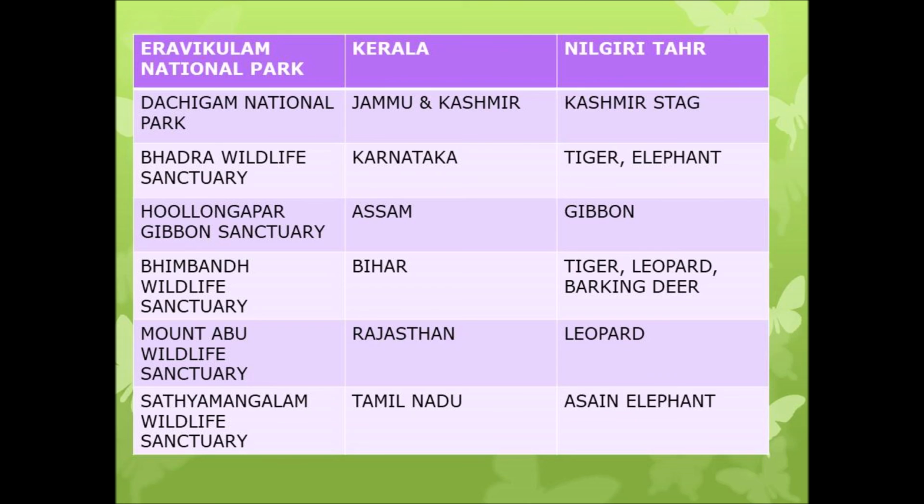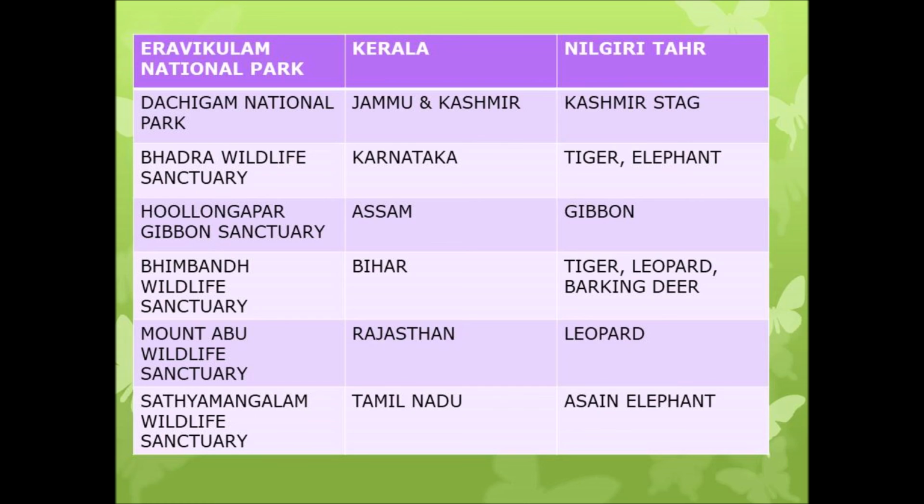Is it clear, children? The next one, Mount Abu Wildlife Sanctuary, which is located in Rajasthan, and leopard is protected in that sanctuary. The next one, in Tamil Nadu, Sathyamangalam Wildlife Sanctuary, where Asian elephant is protected. Is it clear, children? So read this table thoroughly: which state it is, what is the name of the national park or sanctuary, and what animals are protected in those places.